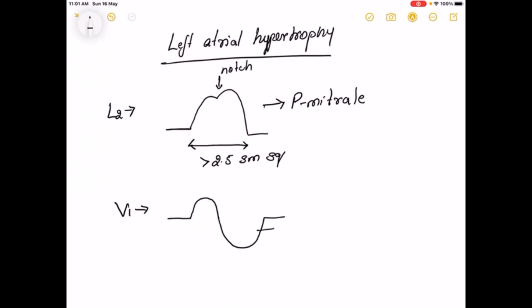So below the baseline the wave is enlarged. This is what we see in left atrial hypertrophy. So there is notching producing P mitral, where the width of the P wave is more than 2.5 small squares in lead 2, and in V1 below the baseline the wave is enlarged.